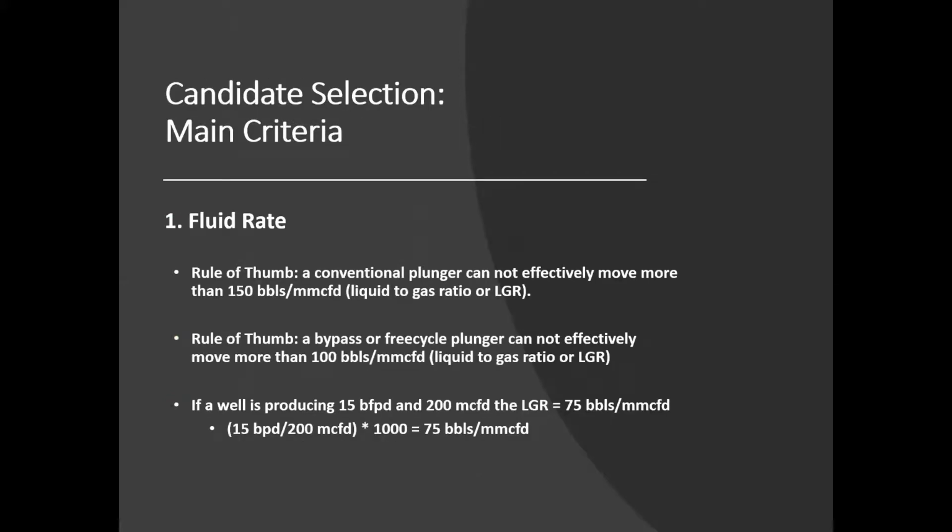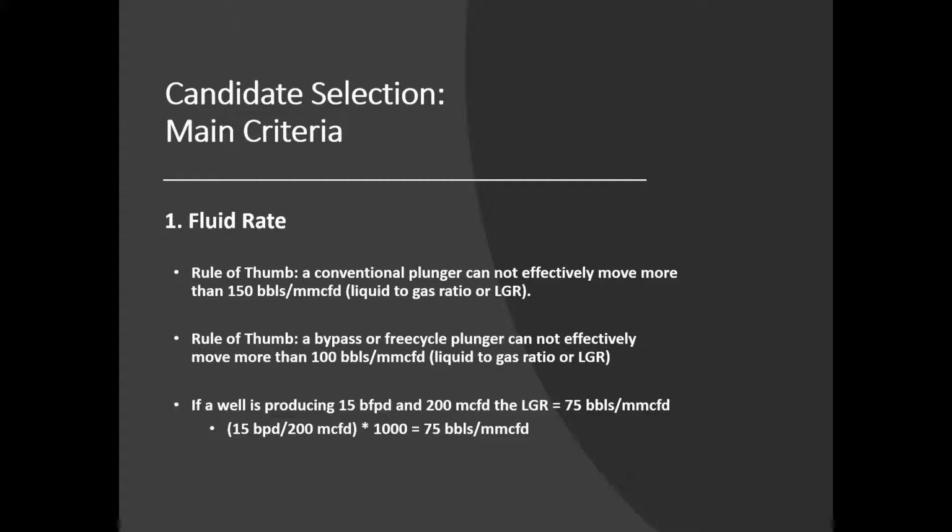Rule of thumb for conventional plungers: a conventional plunger cannot effectively lift more than 150 barrels per million MCF liquid to gas ratio. Also, a rule of thumb is a bypass recycle plunger cannot effectively move more than 100 barrels per million MCF liquid to gas ratio, or LGR. They can be installed earlier than this just to make sure the tubing stays clean. This is because of liquid fallback from the plunger seal OD in the bypass area.